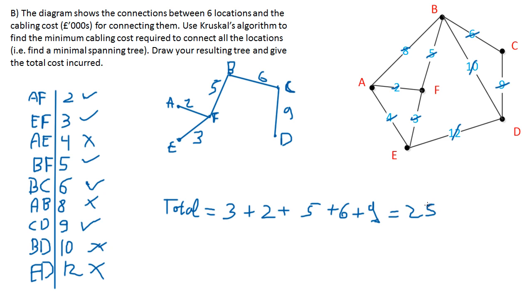So this is the sum of the values there, but we're told that the cost is in the thousands of pounds, so 25,000 pounds. So 25,000 pounds will be the total cost. Total cost. And that's it.